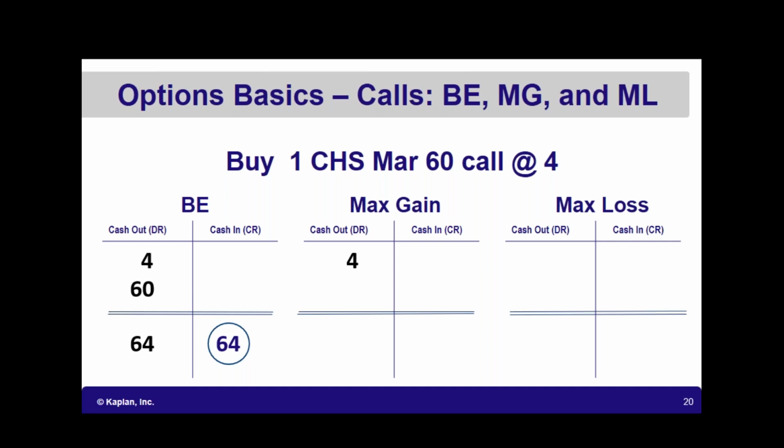Well, how high can the stock go? Theoretically, the price of the stock could go to infinity and beyond. Yeah, there's a little Toy Story reference there. So if CHS goes to infinity, well, clearly the option is in the money, right? Because options are in the money. It's a call option when the current market value is above the strike price. And of course, the current market value of infinity is way above 60. So we're going to exercise this option.